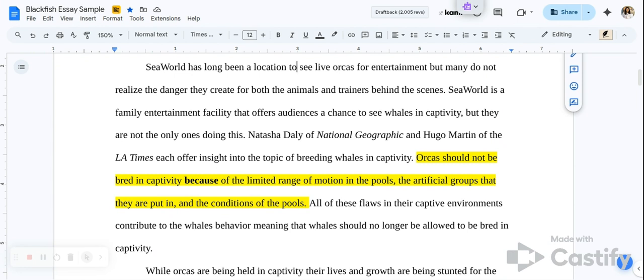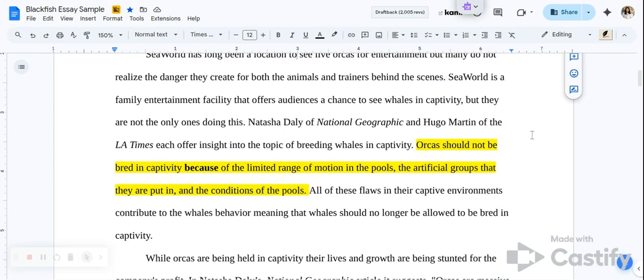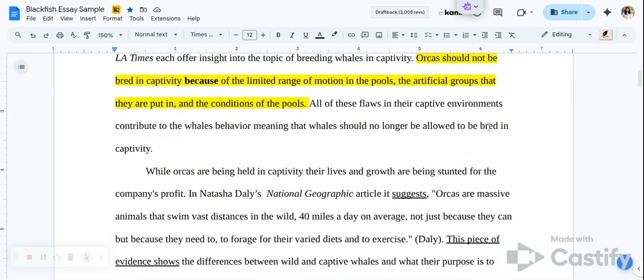So because of the limited range of motion in the pools, that range of motion topic should be the topic for that first body paragraph. The artificial groups should be somewhat of the explanation of the topic for the second, and the conditions of the pools should be the last. If that's not the case, then the organization is a little off. We'll have a closing sentence here. All of these flaws in their captive environments contribute to the whale's behavior, meaning that whales should no longer be allowed to be bred in captivity.